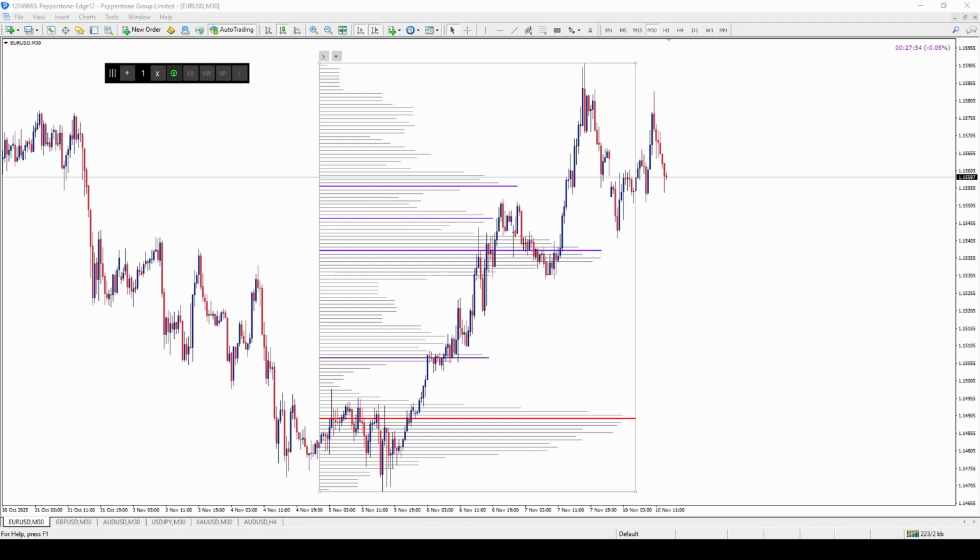Hello guys, welcome back. So today I'm going to show you how to find a spot or the key level or the zone or the support or resistance using a smart volume box.